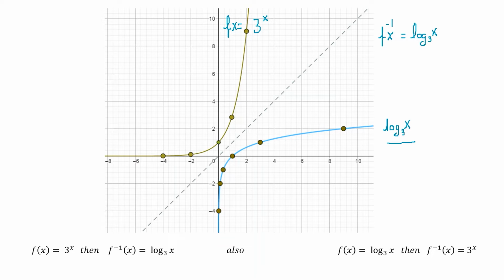Okay, actually before I go on to another example, I've just summarized that on the bottom of the slide. You can see it is f of x equal to 3 to the power of x, then f inverse x equals log x base 3. Also, if f of x equals log x base 3, then the inverse of it is 3 to the power of x. So they're the opposite of each other. Okay, on to my next slide now.